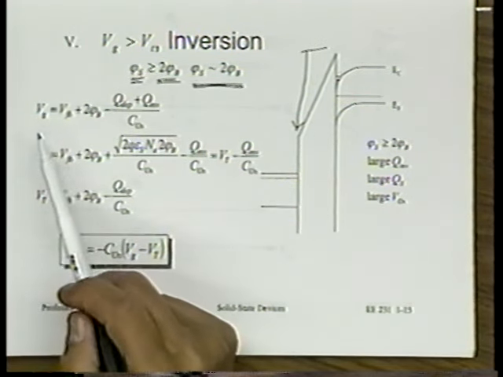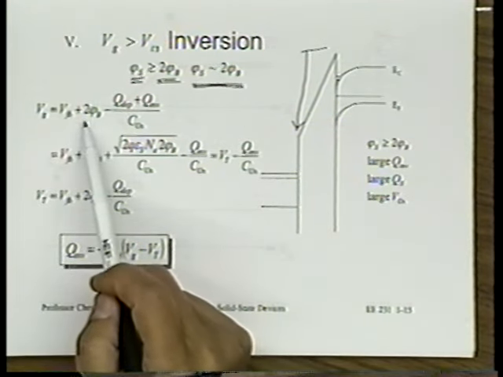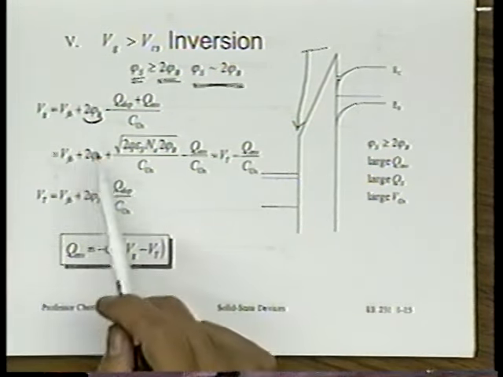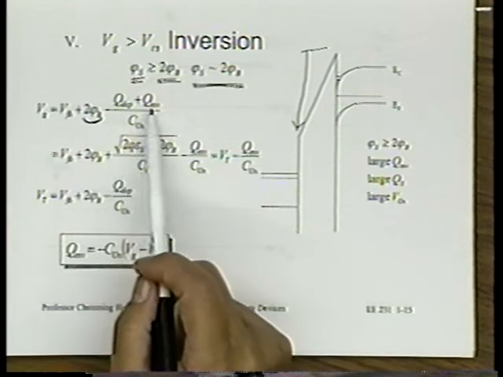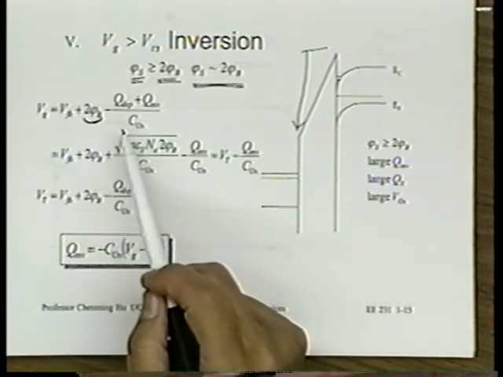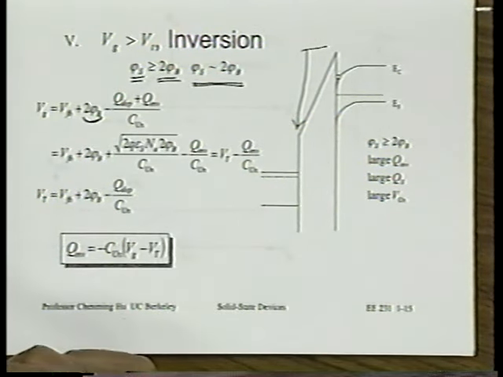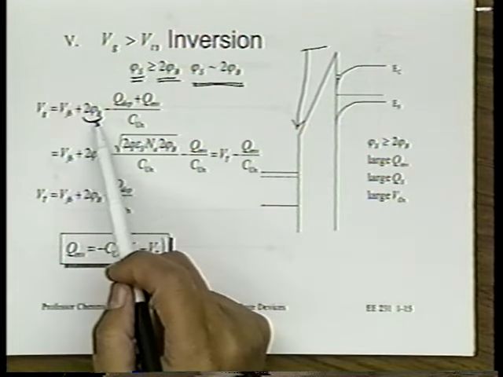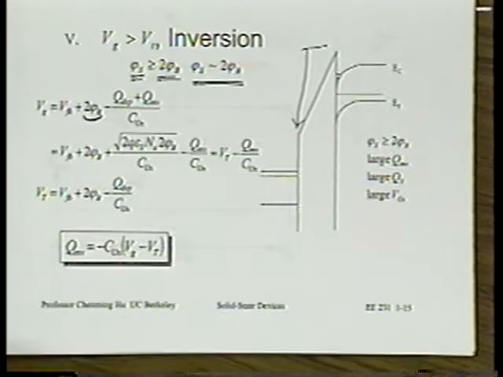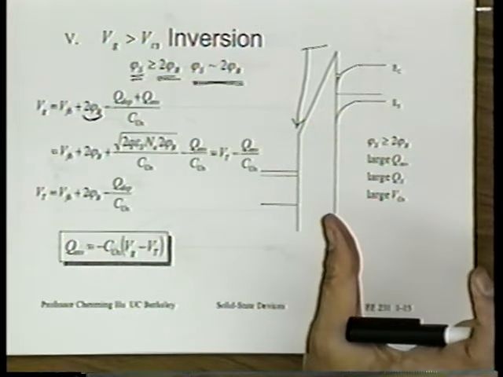In that case, then we can simplify this equation by saying Vg equal VFB plus 2 phi B. This is an approximation. We're assuming it's fixed at 2 phi B. In reality, it's not. Plus minus Q depletion plus Q inversion over C ox. Beyond threshold into inversion, we know we're going to have inversion charge in addition to the depletion charge. All right? Because we're assuming band bending does not increase beyond 2 phi B, we are also assuming Q depletion doesn't increase. Therefore, we assume the depletion layer thickness does not increase.